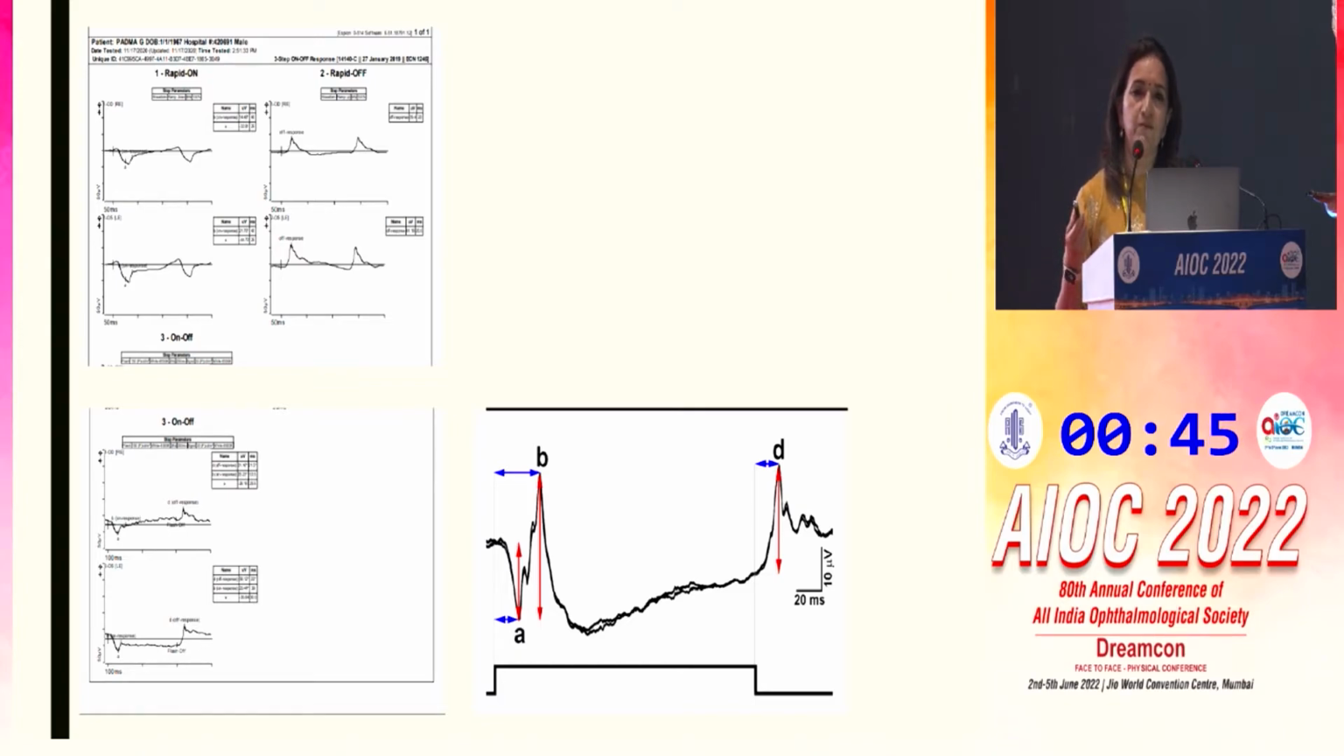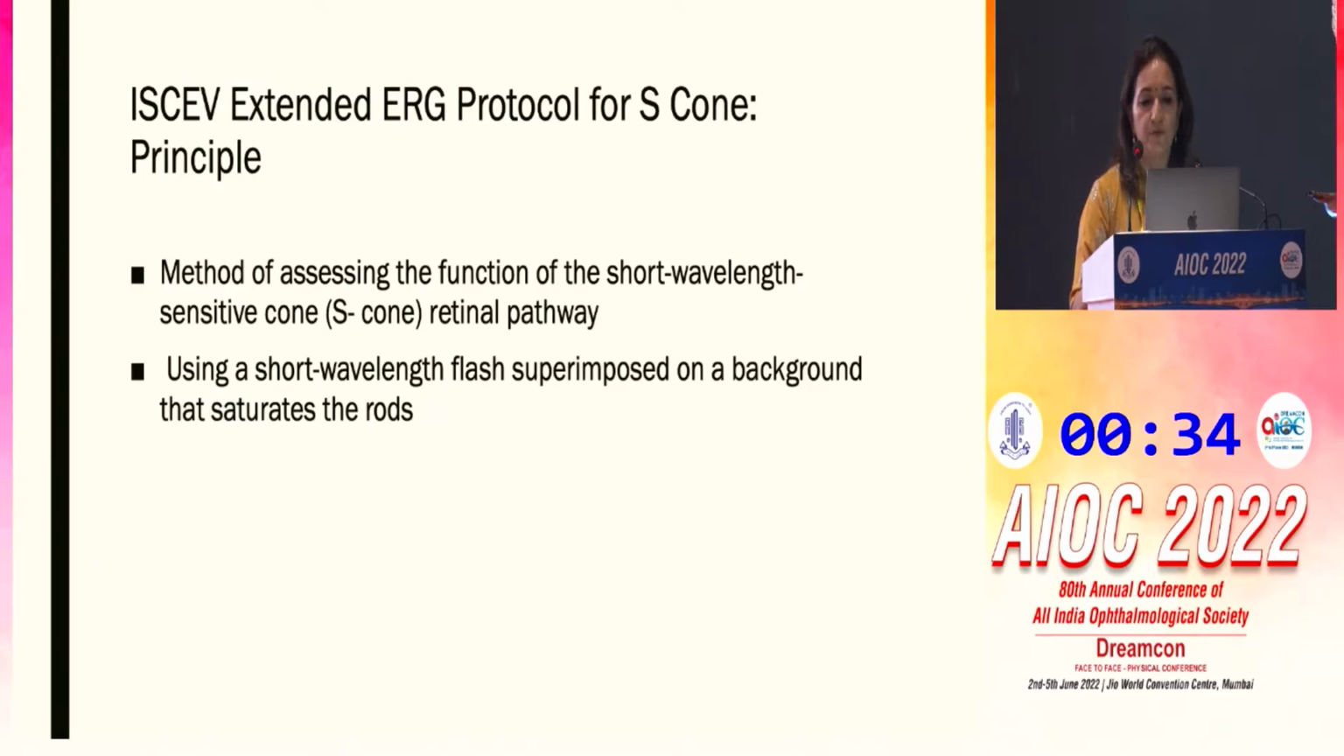So you don't have to use separate parameters on full field ERG. You do this one protocol. B wave absent, it is complete. D wave absent, it is incomplete. And it is very highly reproducible.